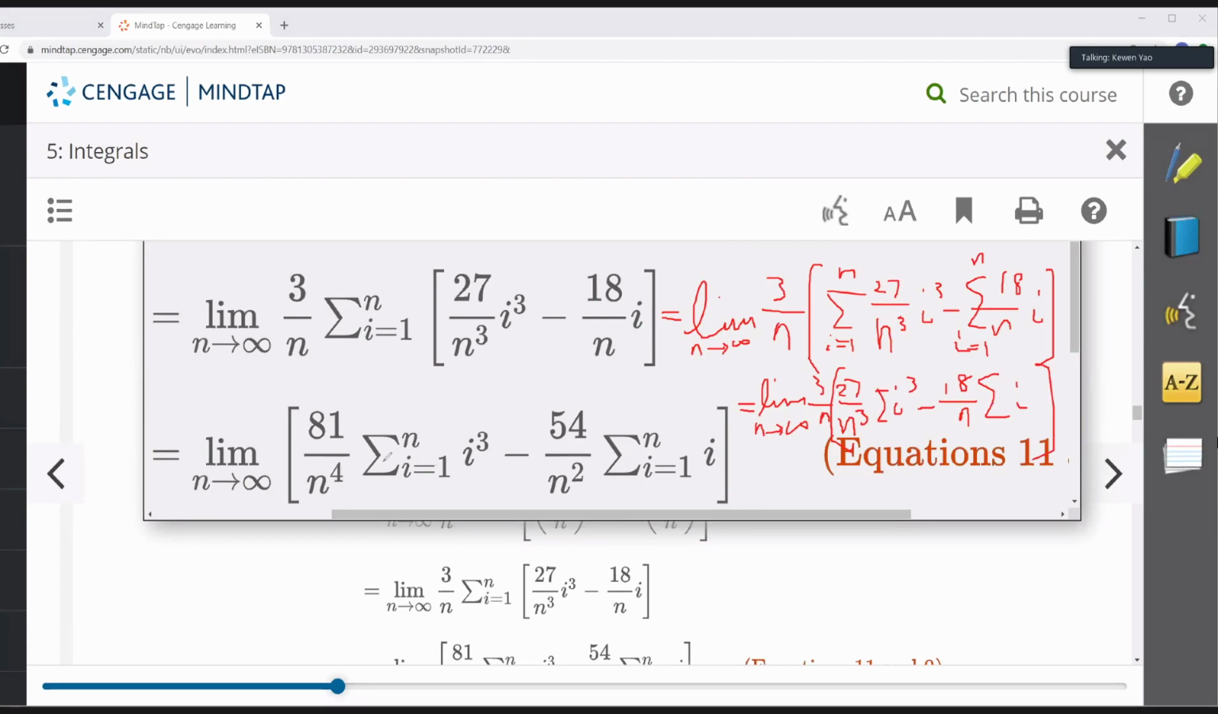Now you can distribute 3 over n inside, and now you have the limit as n approaches infinity: 3 times 27 is 81, n times n cubed is n to the fourth, sigma i cubed, minus 3 times 18 is 54, n times n is n squared, sigma i. So you have to use these two steps in order to get here. Now you can apply the formulas for sigma i cubed and sigma i. Remember, so we have.